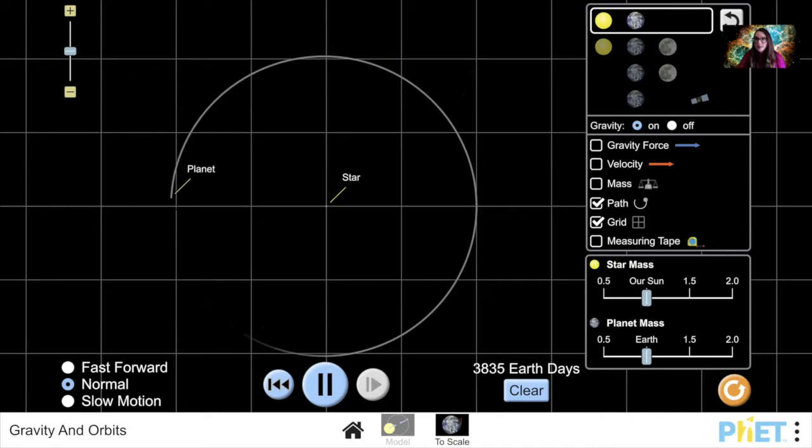Kepler's first law says that all planets orbit a star in an ellipse, not a perfect circle. If the Earth were orbiting around the sun in a perfect circle, the radius of this orbit would be the same everywhere. But we see that the radius of this orbit when the planet passes right through here is smaller than the radius of the orbit on the other side.